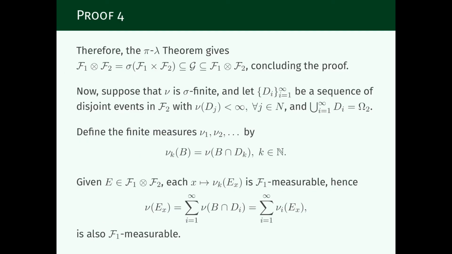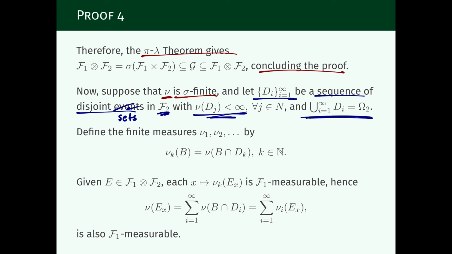Now let us waive this assumption. This concludes the proof just by using the pi-lambda theorem. Now let's waive the assumption and assume only that nu is sigma finite. We have done something similar already when we proved the uniqueness theorem at the beginning of week 2. If it's sigma finite instead of finite, let's take a sequence of disjoint sets in the second sigma algebra, F2, that have finite measure and such that their union is the whole space, omega 2. This is essentially what it means to be sigma finite.